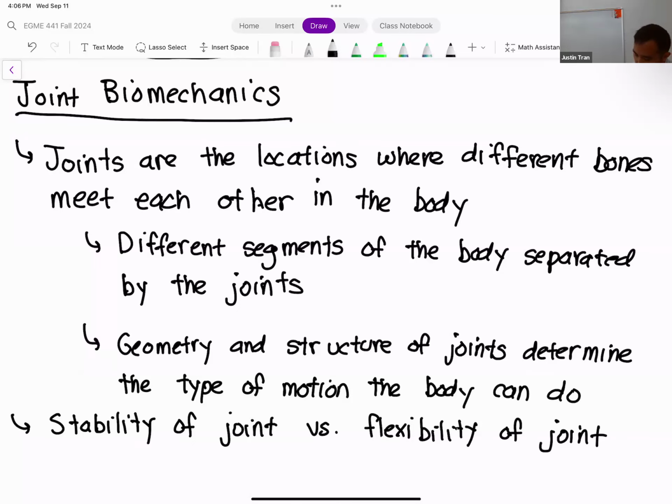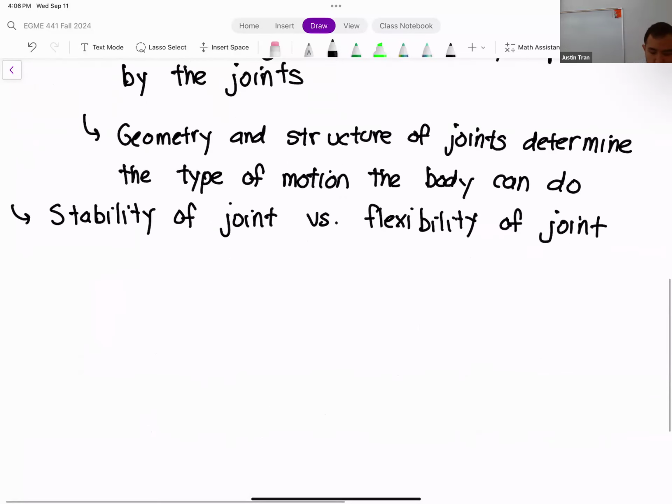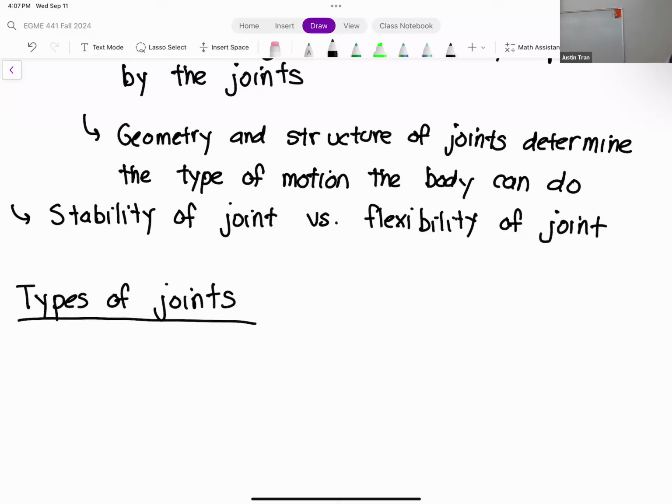Okay, cool. Let's talk about the types of joints in the body. Generally speaking, the characterization we use for joints is that we define them based on the type of movement that they allow.